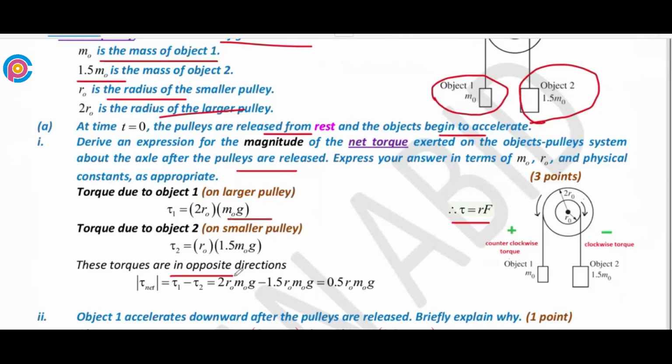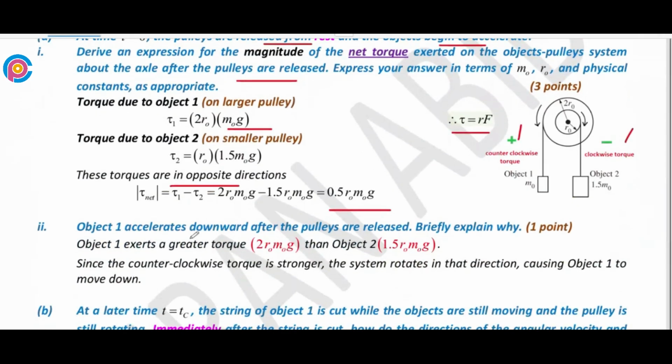The torques are in opposite directions. I have taken counterclockwise as positive and clockwise as negative. So it is tau 1 minus tau 2, because by the right-hand rule the thumb goes upward, and upward along the y-axis is taken as positive. Conventionally, counterclockwise torque is taken as positive and clockwise torque as negative. That's the reason for tau 1 minus tau 2; the difference, 0.5 r naught m naught g, is the net torque acting on the system.